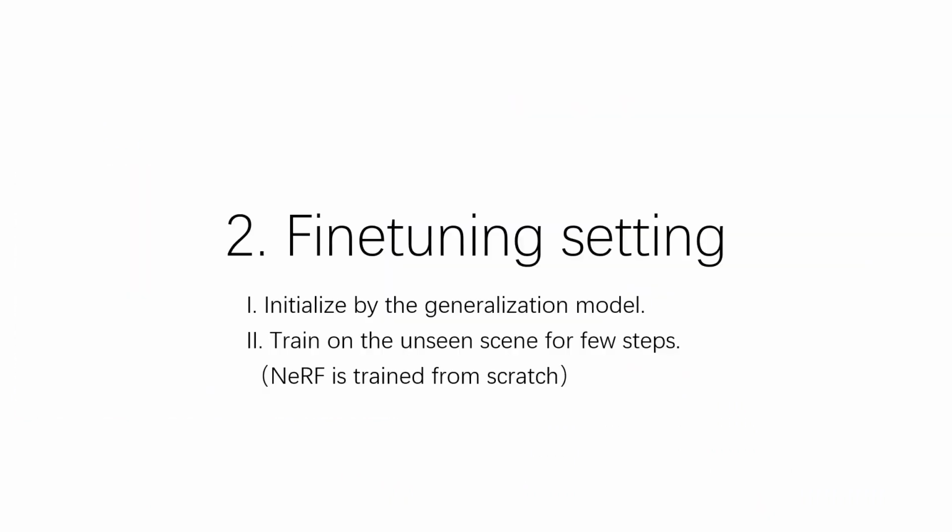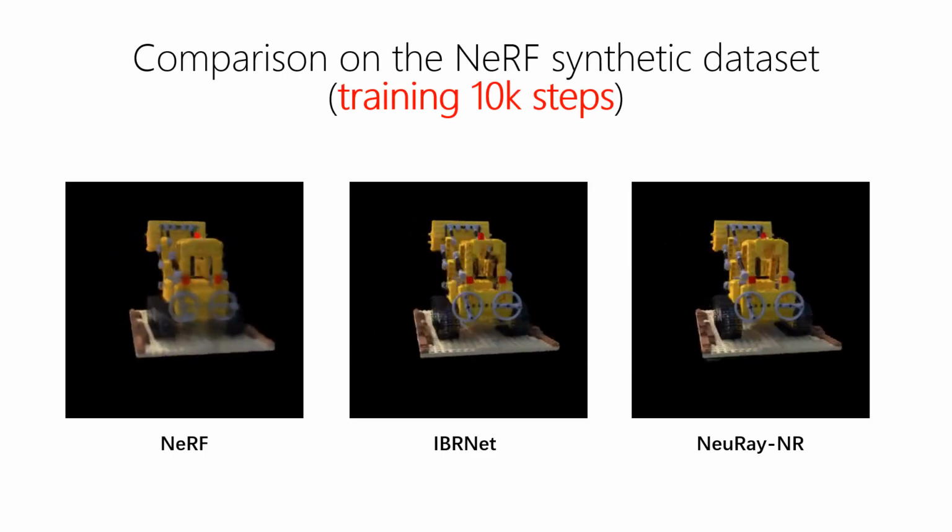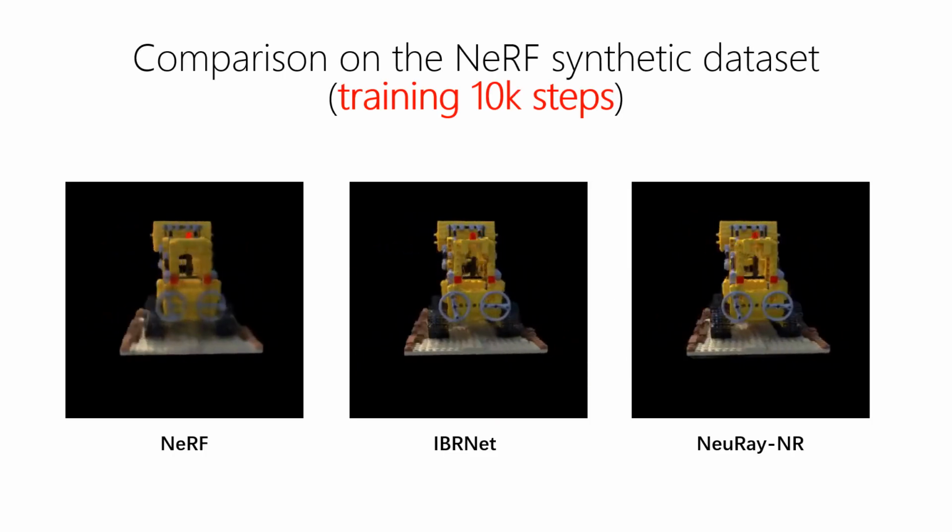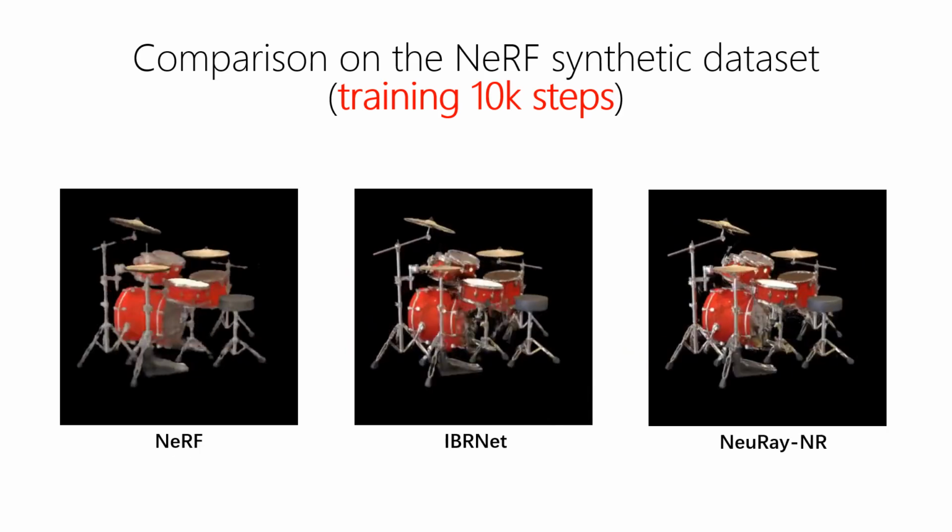In the following, we show results in the fine-tuning setting. In the fine-tuning setting, the model is first initialized from the model in the generalization setting. Then, the initialized model is further trained on a specific test scene for a few steps. Note NeRF can only be trained from scratch.